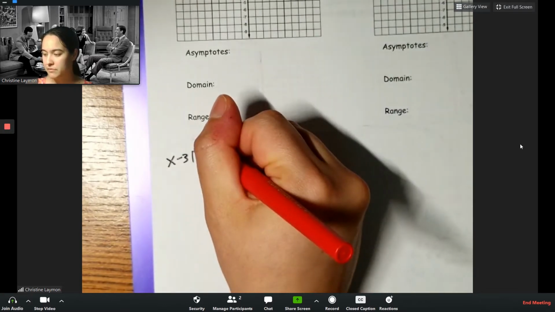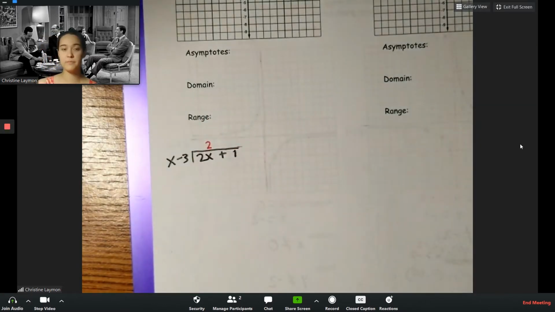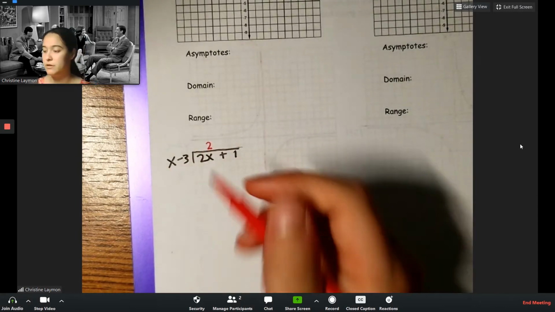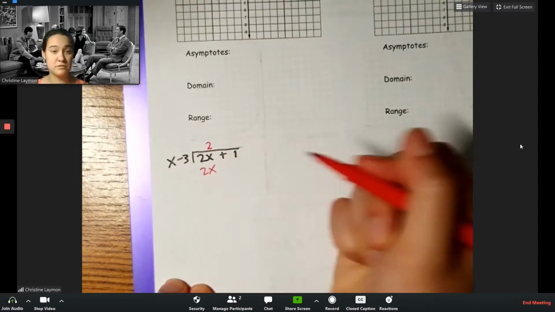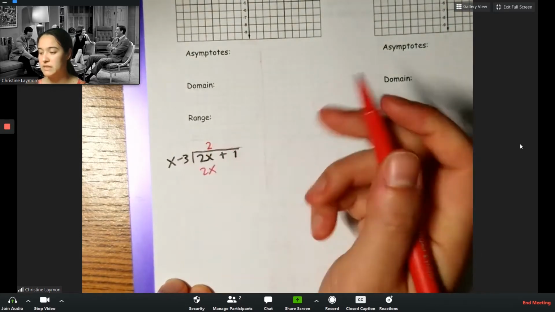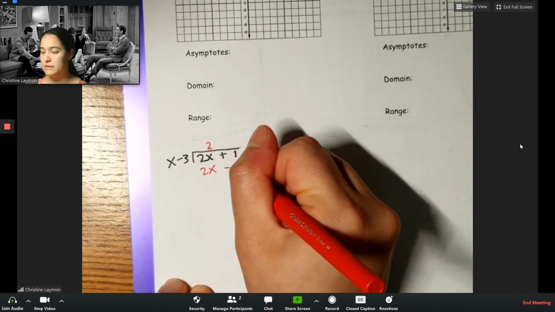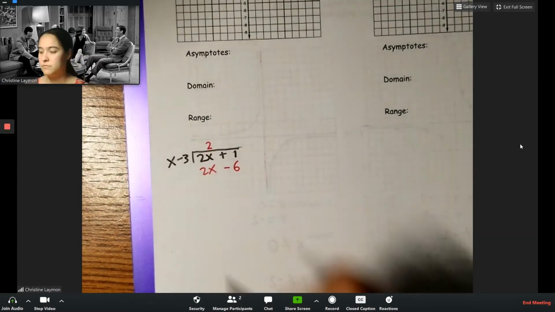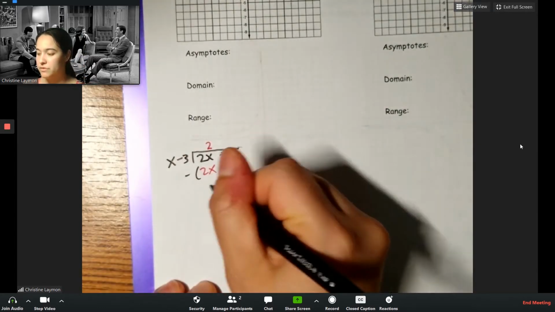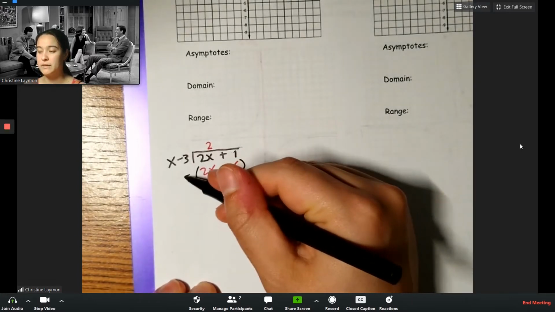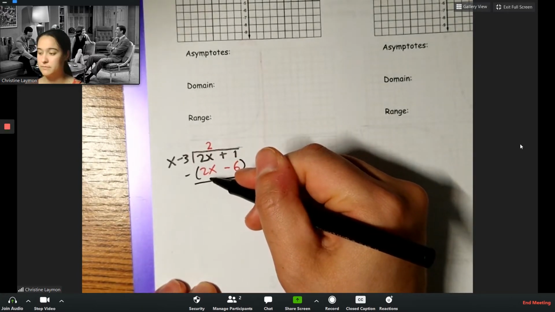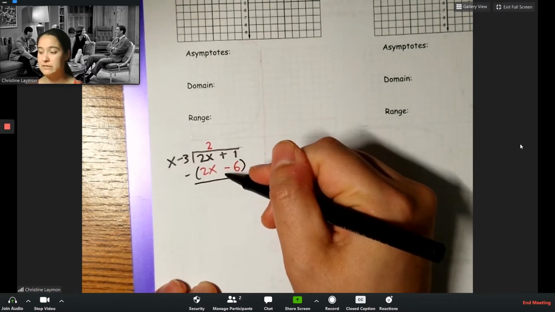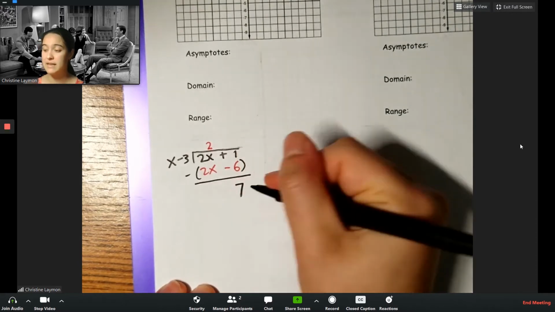So I now have a 2 right here. I'm going to go ahead and multiply that 2 to everything I see here. So 2 times x is 2x. 2 times -3 is -6. Go ahead and subtract. So I'm going to put a minus sign, with parentheses. 2x minus 2x, no more x's. 1 minus a -6. Well, minus a negative is positive. 1 plus 6 is 7.